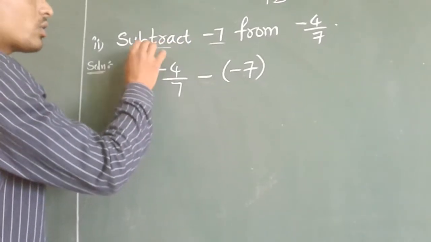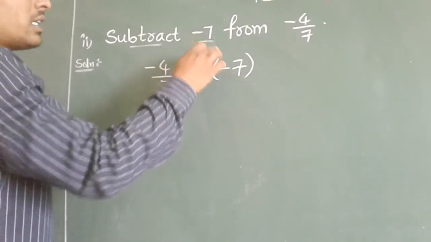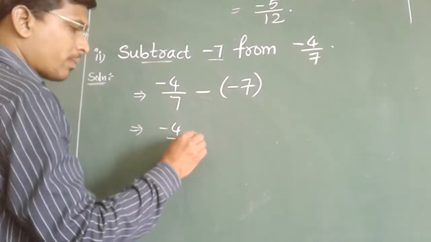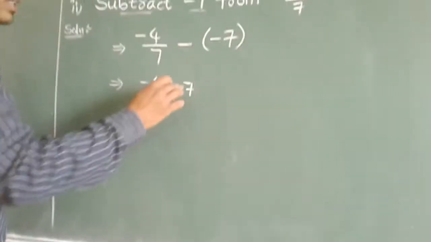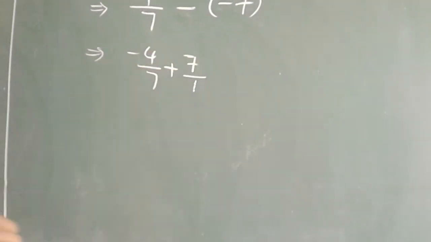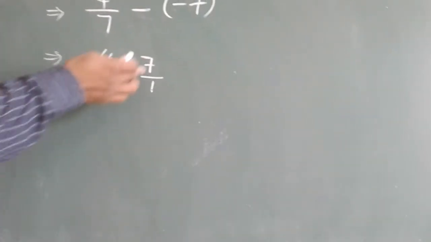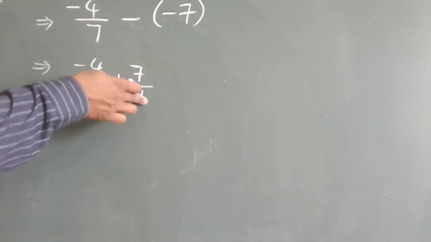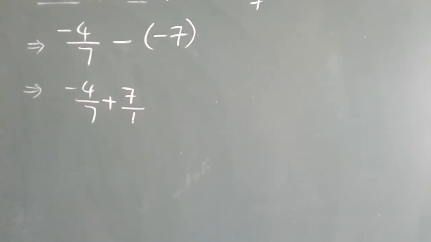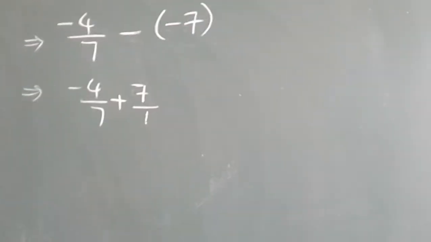See, the question is about subtraction. So the first fraction minus the second number, minus 7. Minus 4 by 7, minus into minus is plus 7. See, for 7 we do not have anything in the denominator. Okay, so that's why I am taking it as 1. Why? Because every natural number is a rational number. Rational numbers in the sense it should have numerator and denominator. Okay, so the denominator should not be zero. So the condition is satisfied. That's why every natural number is a rational number.